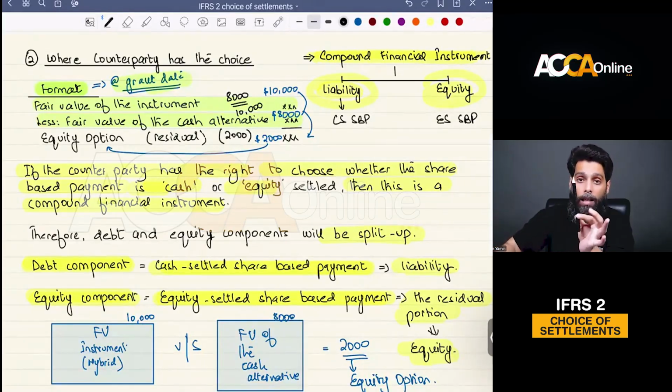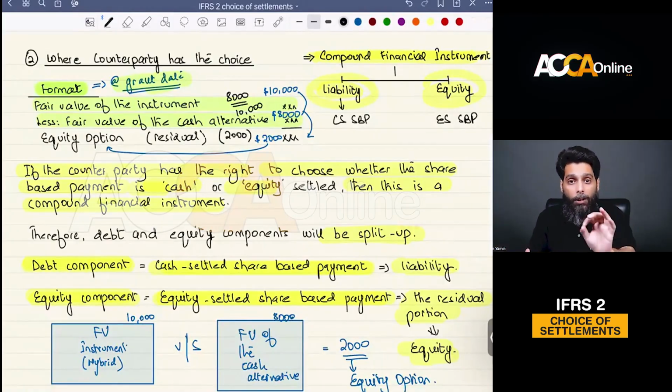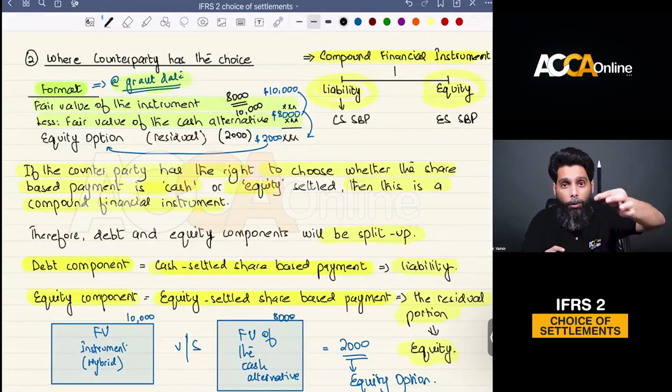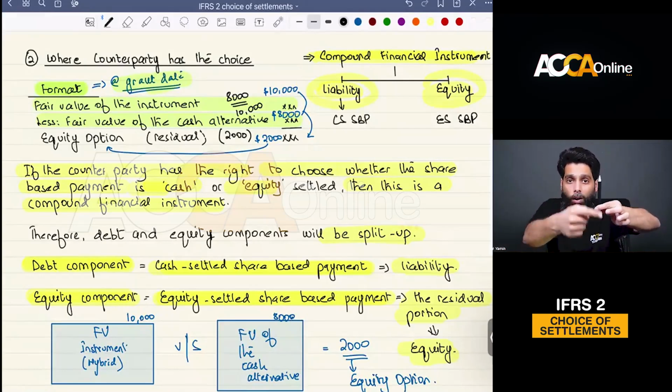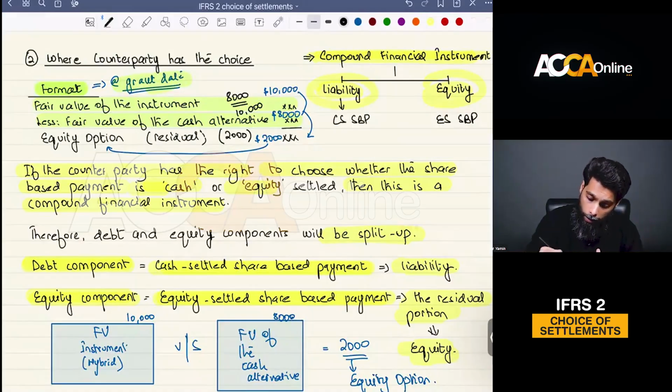Why? Because if you take this pencil, eventually you can ask for cash, but still you have an option to ask for shares in this business. So logically speaking, this is a more valuable instrument for you. So guys, always remember common sense: the fair value of the entire instrument can never be less than the fair value of the cash alternative.